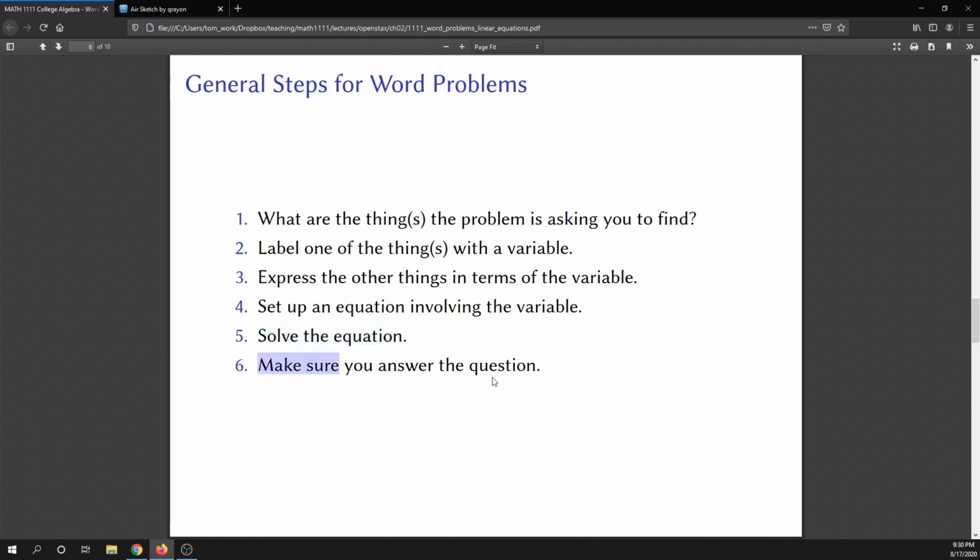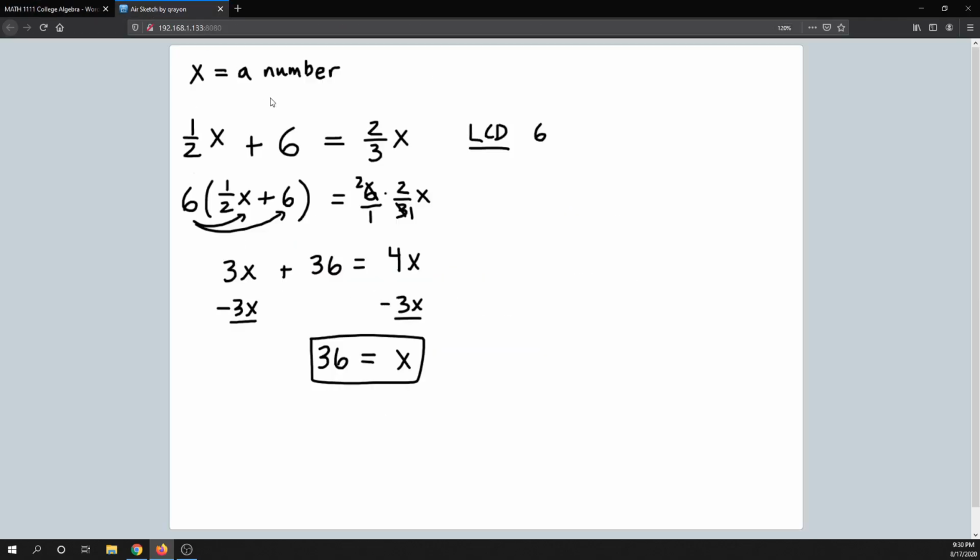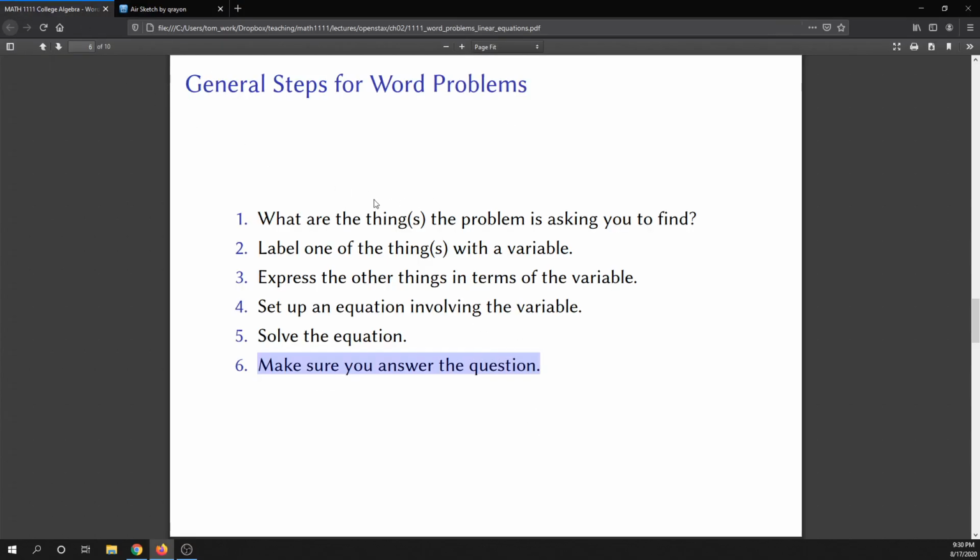And step 6 is make sure that you answer the question. Okay. A lot of times, if they're asking for multiple things, then you'll have to go back and figure out and make some extra calculations. Here we didn't have to, right? They were asking us for this number, and that was x, and boom, we found x right here. But they might be asking you for something different. Okay. And so make sure that you go back and answer the question. Again, revisit and say, hey, did I give them what they were asking for? Okay. So those are some general steps that hopefully will help guide you through this process of solving these word problems.